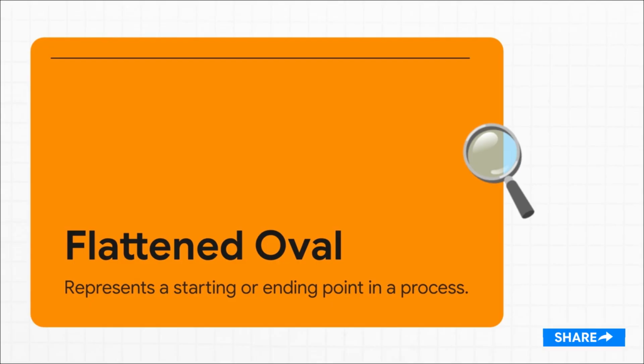First up, the flattened oval. In this universal language, this shape always represents a starting or ending point. So in our dairy farm example, this is the exact moment the milker detects that something is wrong, which kicks off the whole diagnostic procedure. It just immediately tells the reader, hey, start right here.